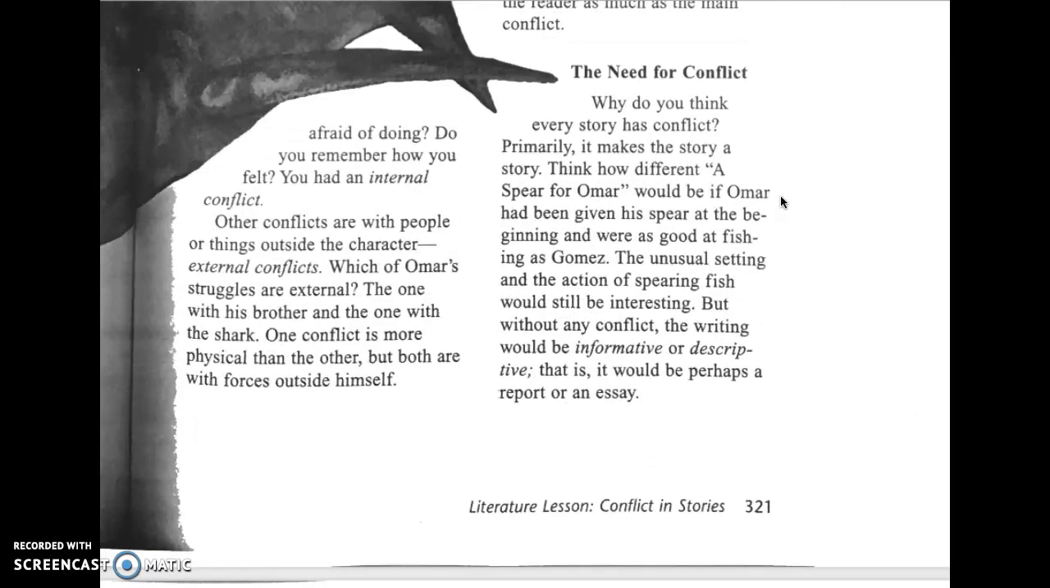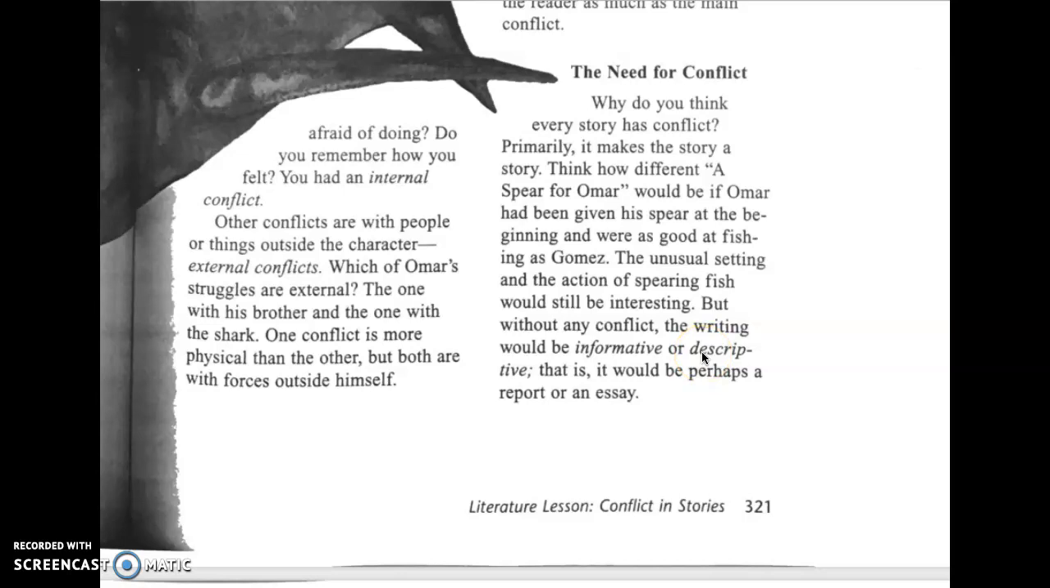The need for conflict. Why do you think that every story has a conflict? Primarily, it makes a story a story. Think how different A Spear for Omar would be if Omar had been given his spear at the beginning and were as good at fishing as Gomez. The unusual setting and the action of spearing fish would still be interesting, but without any conflict, the writing would be just informative or descriptive. That is, it would be perhaps a report or an essay. So that would be the difference.